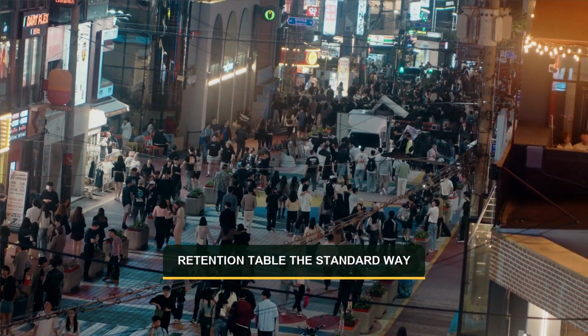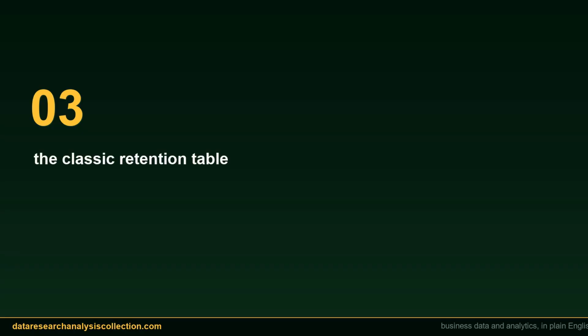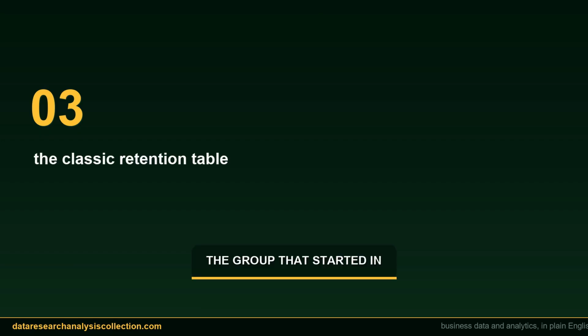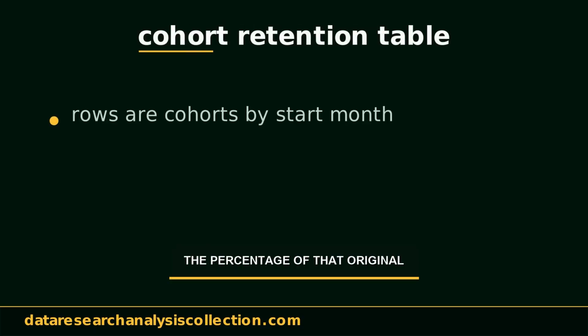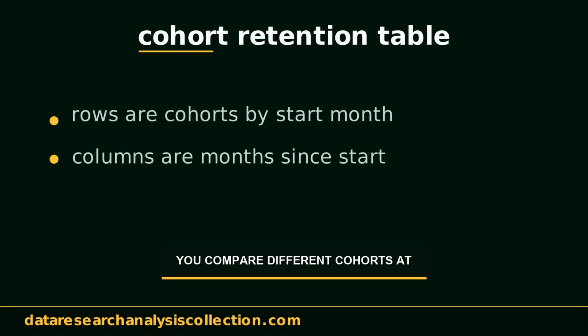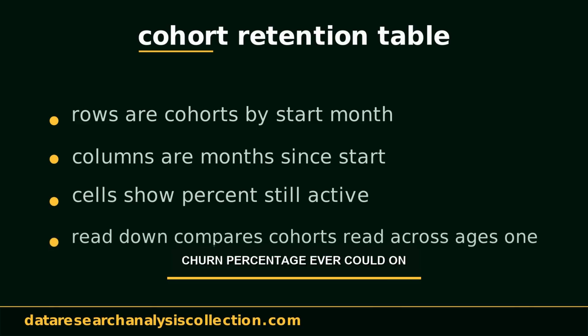The classic retention table. The standard way to see this is a simple table, sometimes called a cohort triangle. Each row is a cohort, the group that started in a given month. Each column is a number of months since they started, month 1, month 2, month 3, and so on. Inside each cell, you put the percentage of that original group still active at that point. Read down a column and you compare different cohorts at the same age. Read across a row and you watch one cohort age over time. The shape that emerges, once you fill in enough of the table, tells you far more than any single churn percentage ever could on its own.